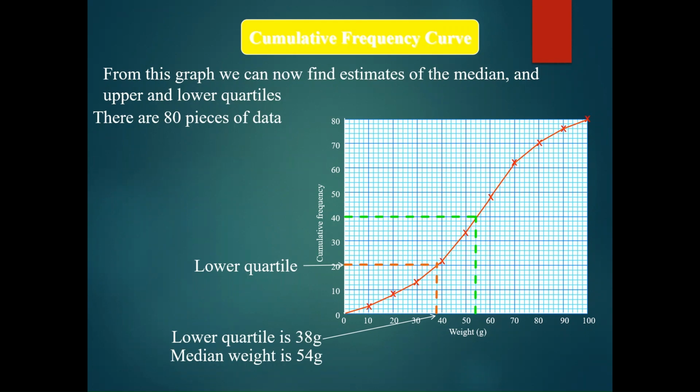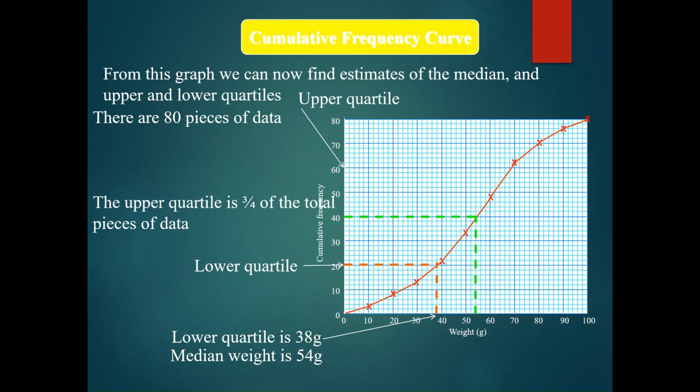Now it is time to find the upper quartile. The upper quartile is simply 3/4 of the total pieces of data. So 3/4 of 80 would be 60. We do the same thing again and get our upper quartile, which is 68 grams.